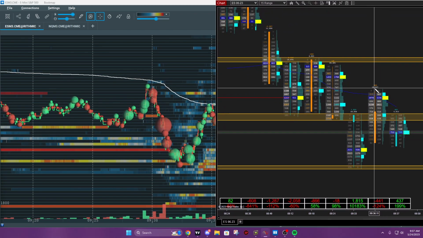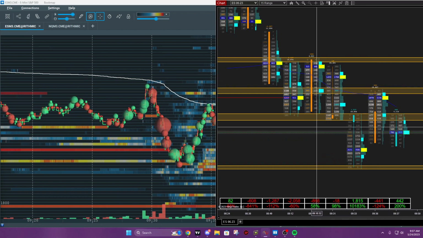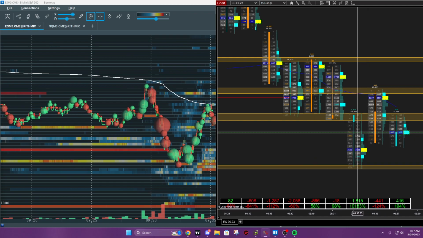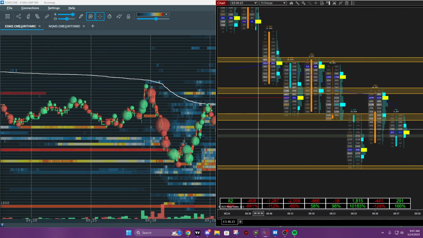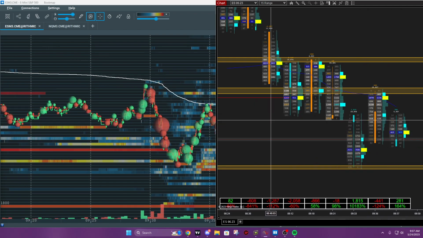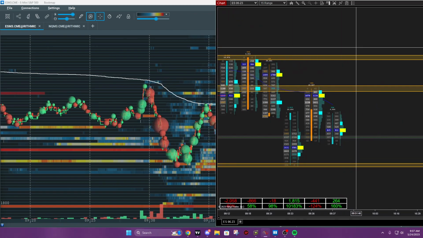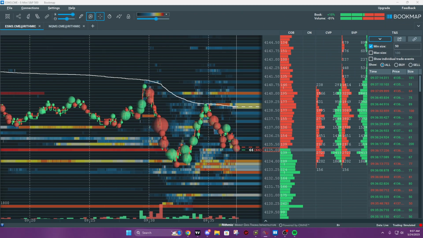So we do have absorption up here, right? You can kind of think top of the range here, bottom of the range here, middle of the range, right? We're right around the middle. Just gonna delete this. So maybe a new range forming right here. Okay. Keep an eye out for that.